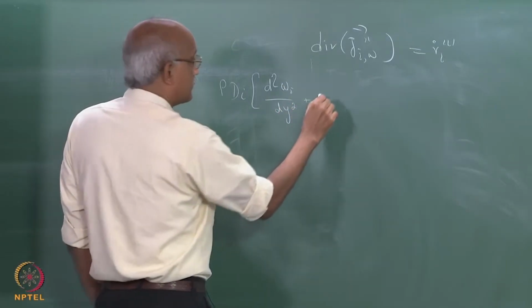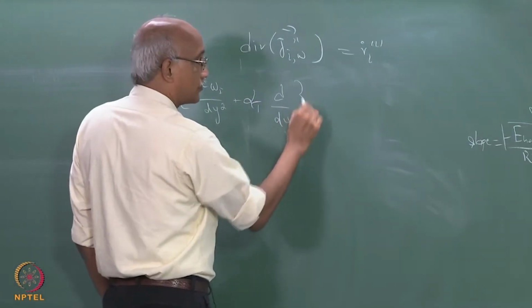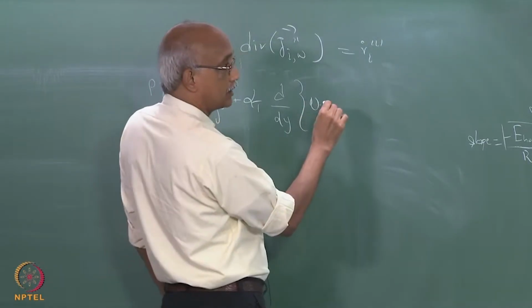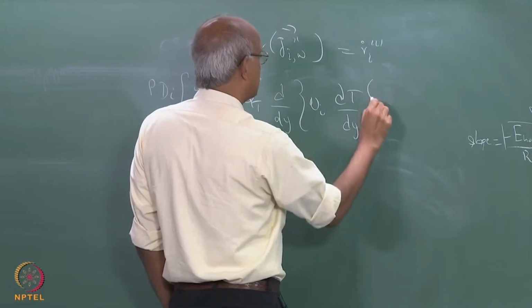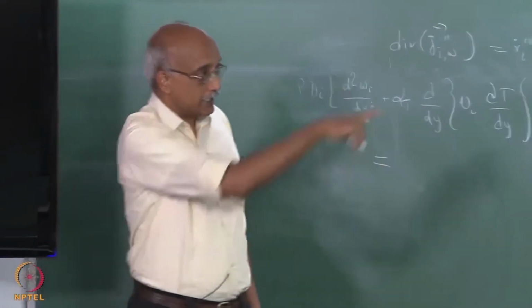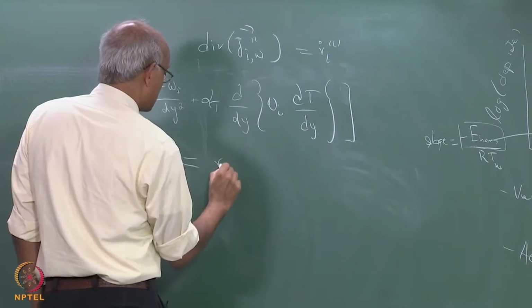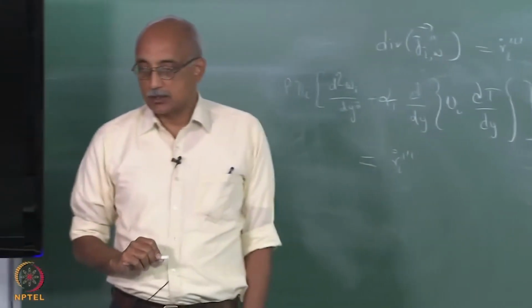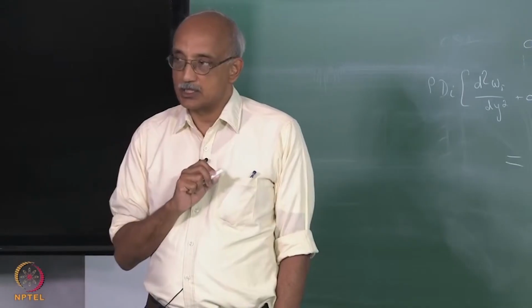squared plus alpha t times d by dy of omega I times dT by dy equals the expression that we have written for R_I triple prime, sorry. So, this is the conservation equation for species I taking into account diffusion and homogeneous chemical reaction.